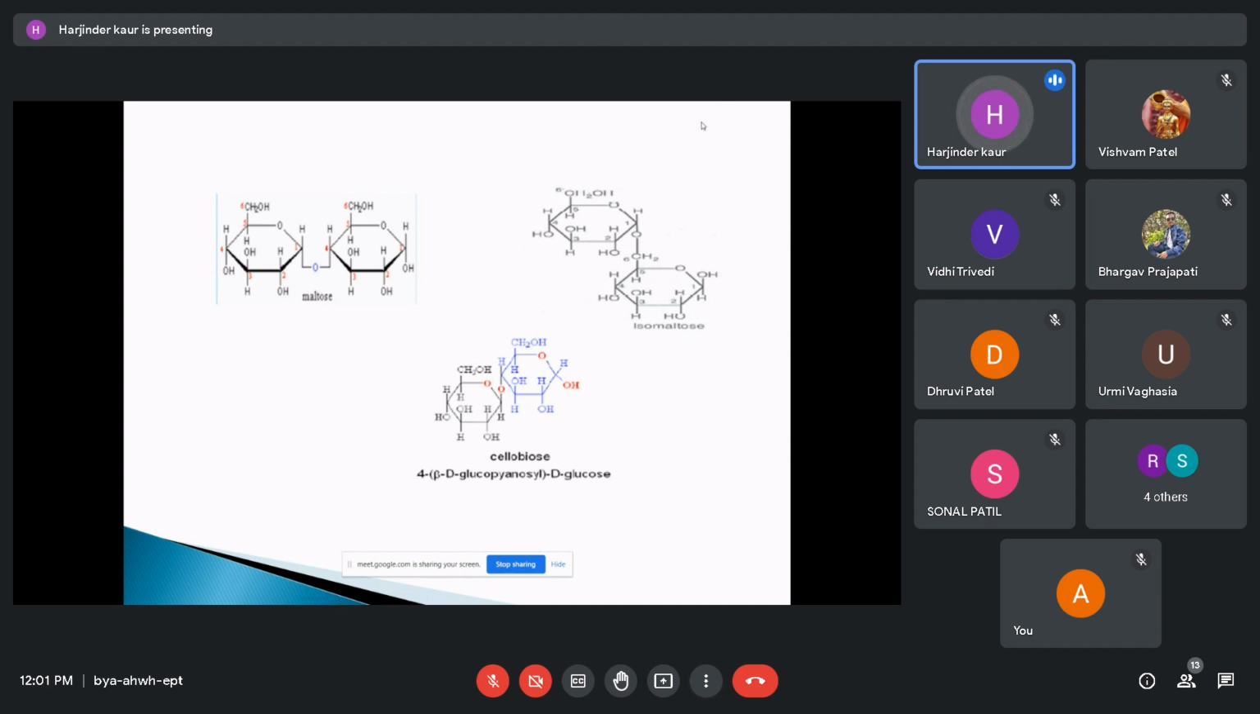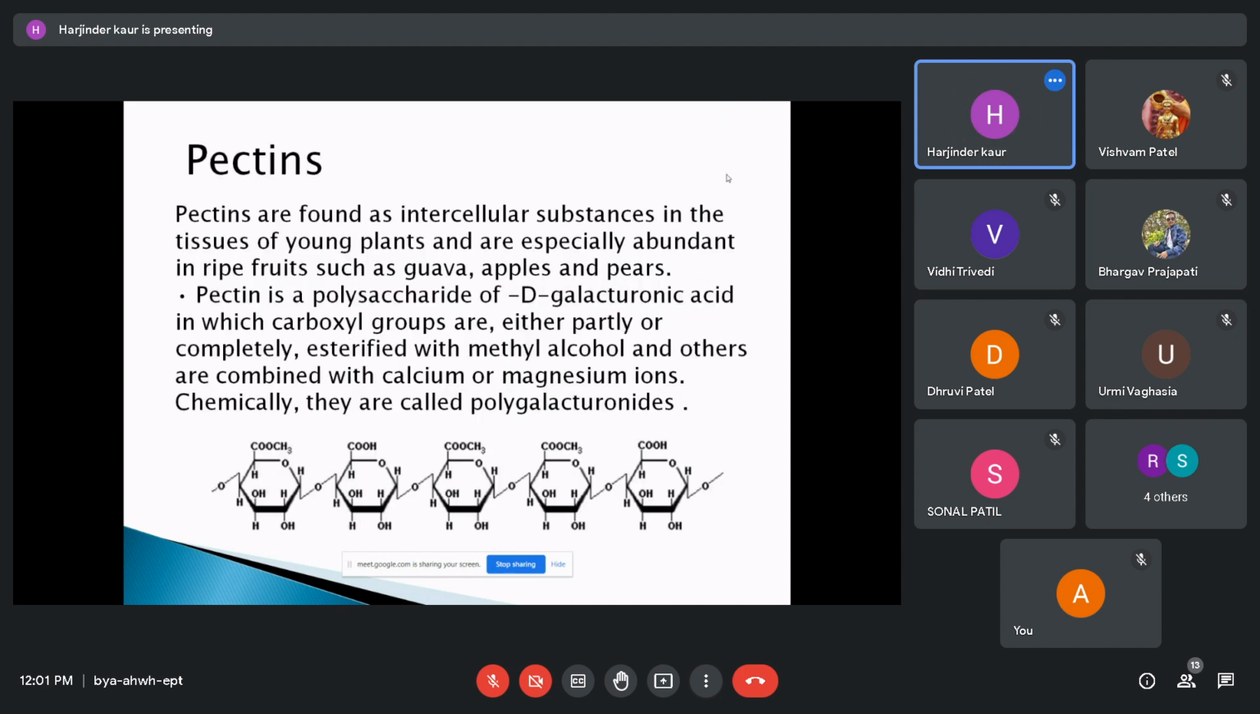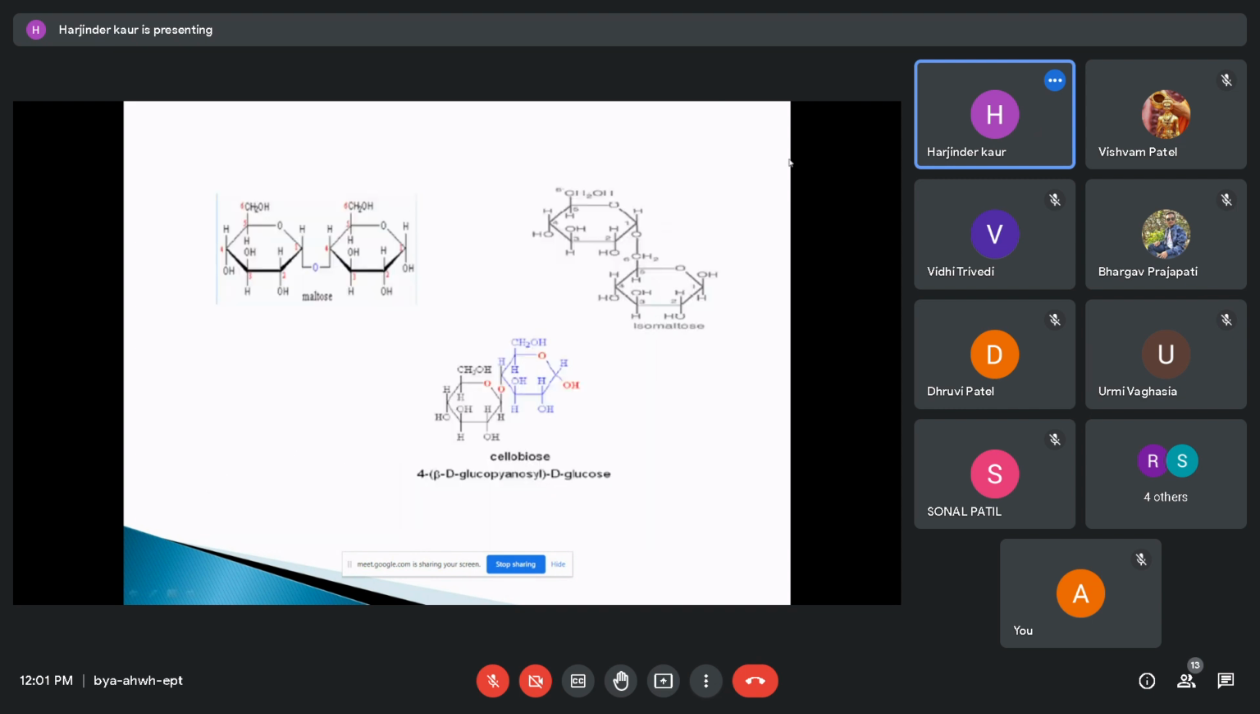What is the number of this carbon? This carbon, what is the number? C1, and this is C6. So this is a 1,6 linkage. And this is again OH down, so a 1,6 alpha linkage. This is the structure of isomaltose.